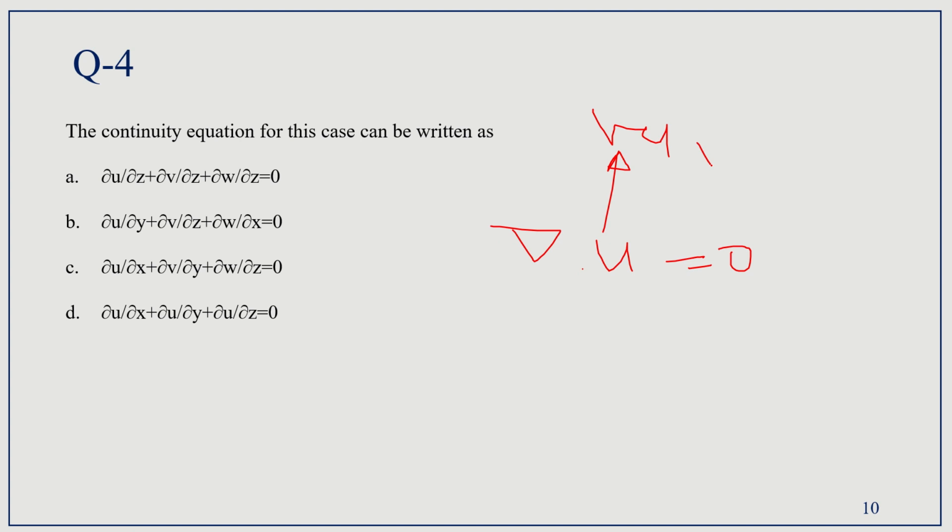So on expansion, what we would be having is dou u by dou x, dou v by dou y, dou w by dou z. That is x component velocity with x, y component velocity with y, z component velocity with z. So option C is the right answer. We'll just check it. Answer is option C.